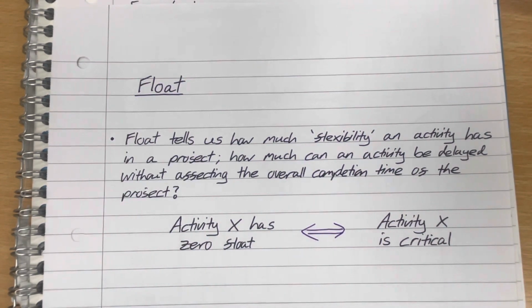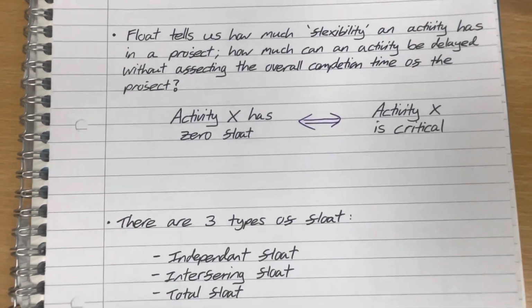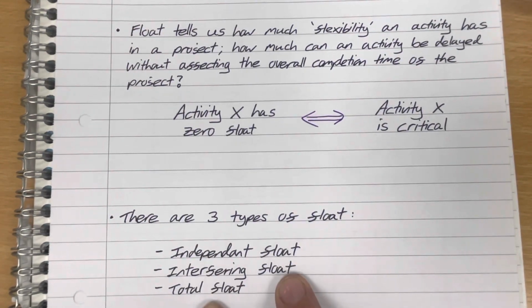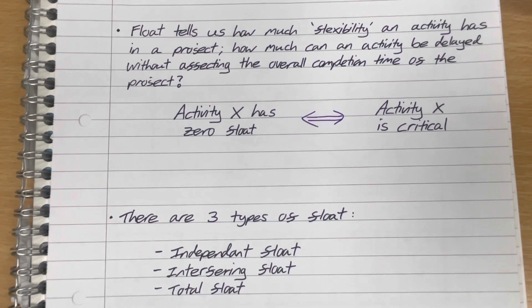Okay, so there are three types of float that I want to talk about in today's video. We're going to look at independent float, interfering float, and the total float. So the independent float of an activity is the float which an activity has which doesn't affect any other activity at all. The interfering float is the float that an activity has which does affect other activities but doesn't have an overall effect on the overall minimum completion time of the project.